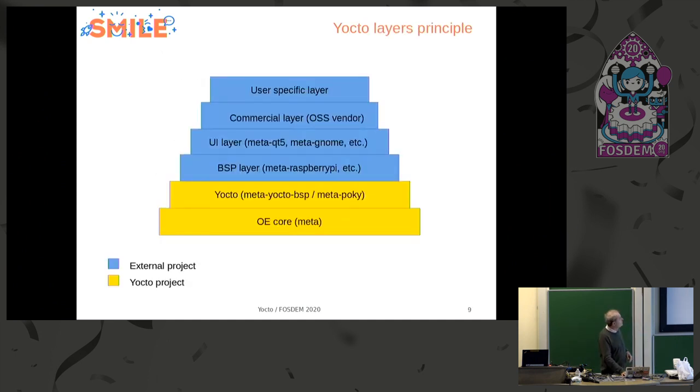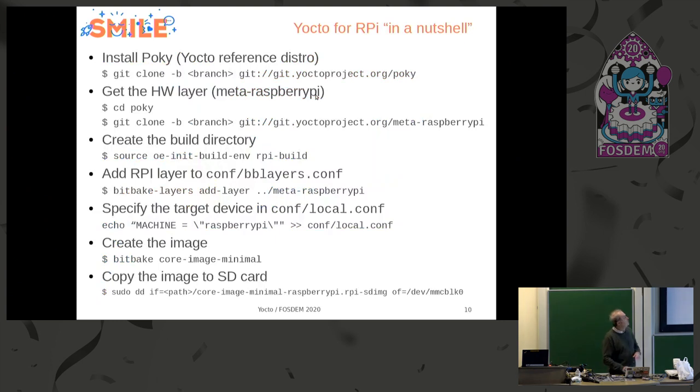Okay, this is the principle of Yocto with the layers. You have in yellow the Yocto layers, and then you have to add the BSP, for example for the Raspberry Pi, etc. So if you want to build a Yocto image for a Raspberry Pi, you have to download Yocto, actually the Poky sources. You have to get the Raspberry Pi hardware layer with the same branch. You have to create a build environment. You have to add the necessary layers. For the first test, the only necessary additional layer is the meta-raspberrypi layer. And you define the machine, and you create a very simple image to test the board. Okay, and you put it on an SD card in case of a Raspberry Pi.